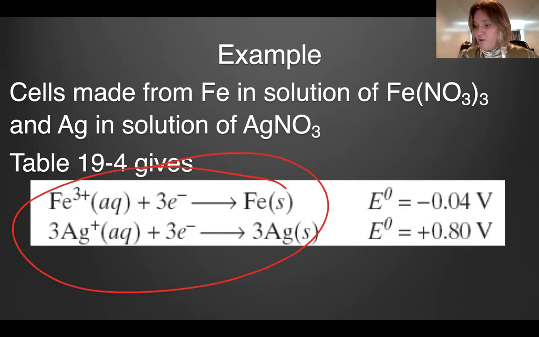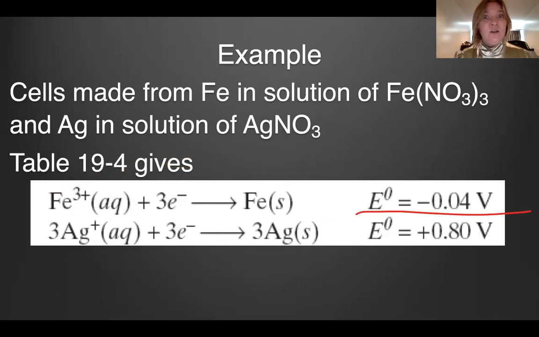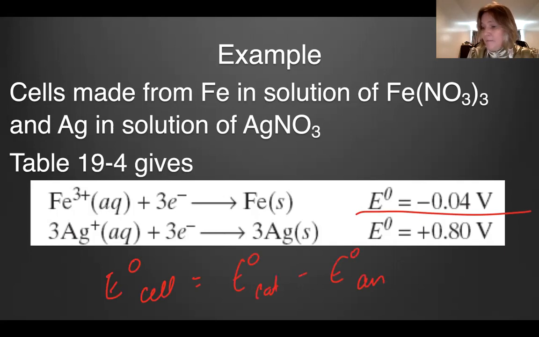So you look at which one is more negative. Well, of course, that would be iron, because iron is the only one that's negative. So that becomes the anode. So if we have E0 cell equals E0 cathode minus E0 anode, the more negative value is the anode.